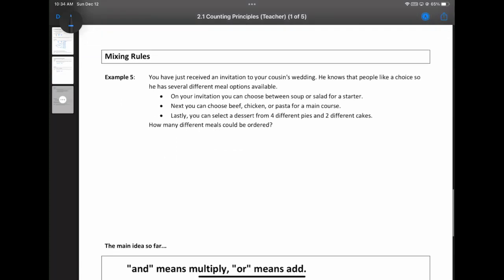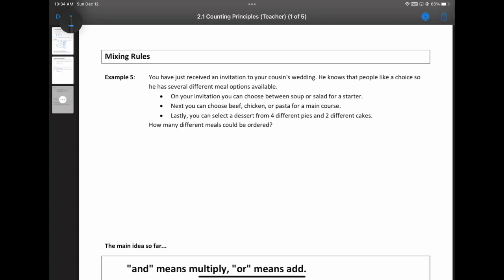Okay, so let's mix these rules together a little bit to do slightly more complex questions. So you just received an invitation to your cousin's wedding. He knows that people like a choice, so he has several different meal options available. So on your invitation, you get to choose between soup or salad for your starter. You then get to choose beef, chicken, or pasta for the main course. And for dessert, you can choose from 4 different pies and 2 cakes. So how many different meals could be ordered?